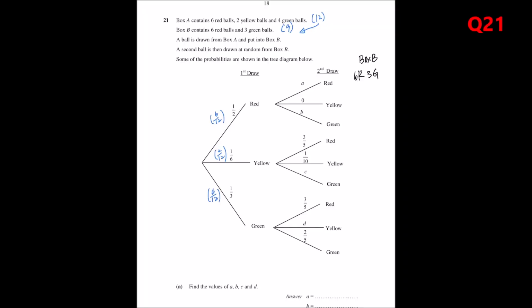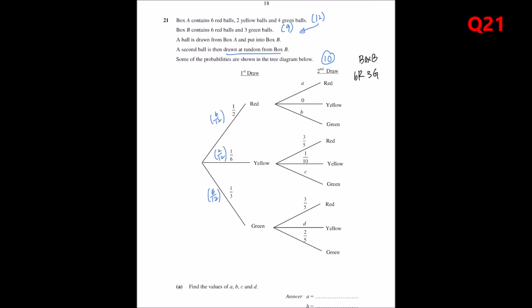Okay, hi everyone. This is question 21. Box A contains 6 red balls, 2 yellow balls, and 4 green balls, which means total 12. And box B contains 6 red balls and 3 green balls, total 9. A ball is drawn from box A and put into box B. And a second ball is then drawn at random from box B, which means that in the second draw, the total number of balls in box B is actually 10.